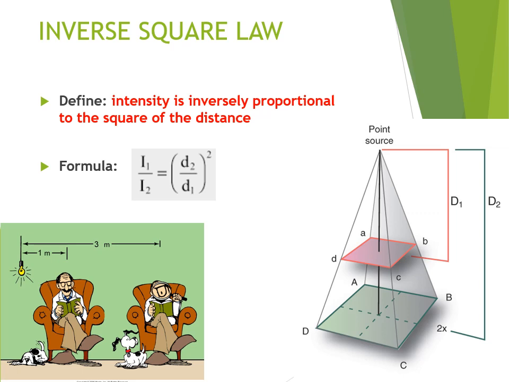The inverse square law: intensity is inversely proportional to the square of the distance. And here's our formula: I1 over I2 equals D2 squared over D1 squared. The picture shows a man sitting at 1 meter, which is like a yardstick away from a light bulb, and he can see fine. But at 3 meters, he's having trouble seeing.